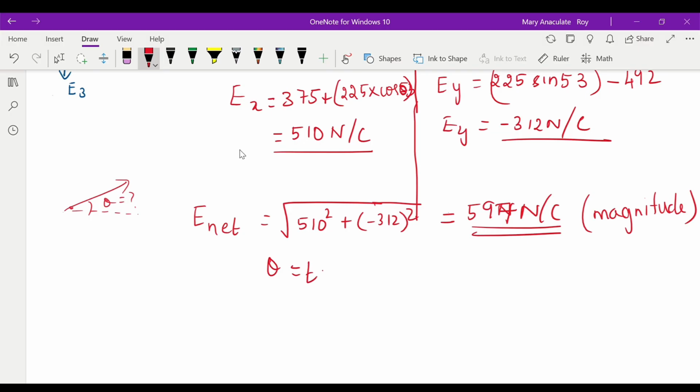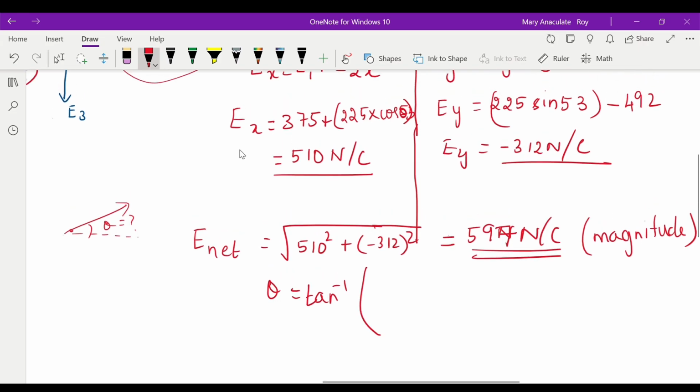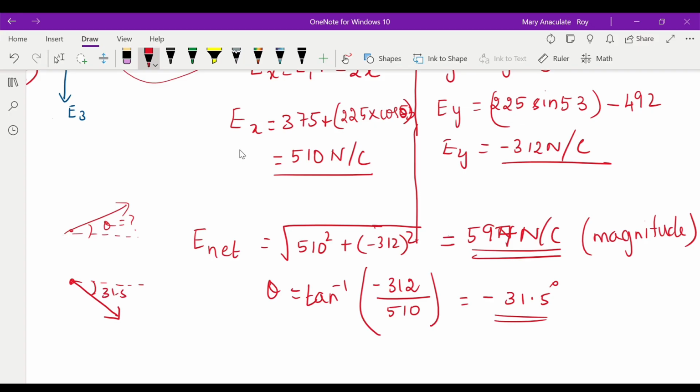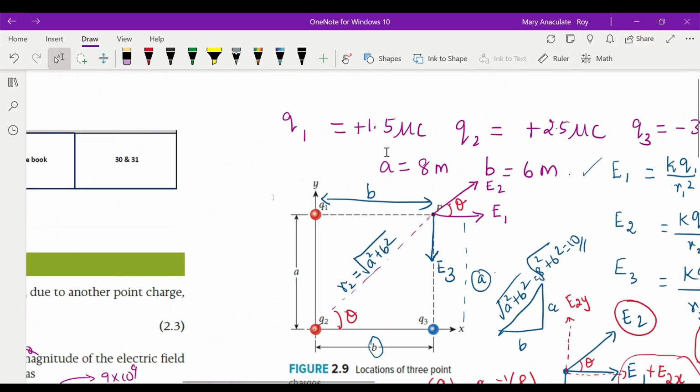Here you need to substitute tan inverse, not a or b, but Ex and Ey. So here you should substitute negative 312 over 510. You get negative 31.5 degrees. Notice you get a negative sign, which shows that the electric field is downwards, and this angle is 31.5 degrees. So that's how the whole solution for this question goes.